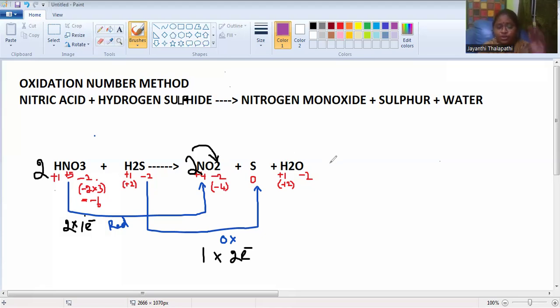So whenever oxygen is less on the product side, just increase the number of water molecules. So now I made it 2, so 2 moles of H2O. What happens here? 4 plus 2, 6 oxygens, balanced. Suppose if hydrogen atoms are less, then what you have to do is increase the hydrogen ion in the reactant. Okay? So this is how we have to balance, and this is what the oxidation number method is.